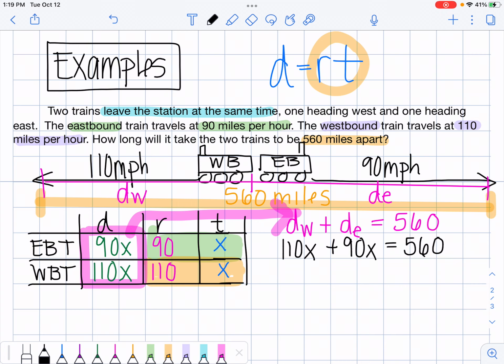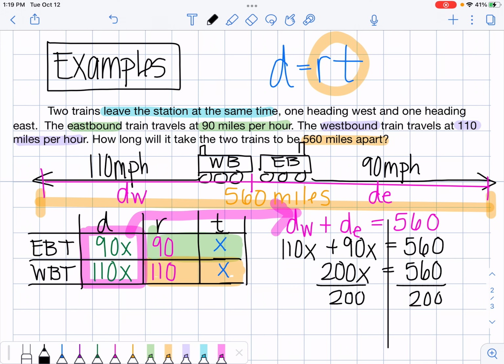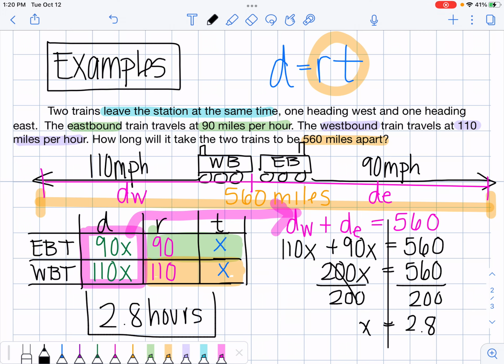Now I can solve. I'm going to put a line down the middle. I'm going to combine together my like terms. 110x plus 90x is 200x, equals 560. I need to get x on a side by itself, so I'm going to divide both sides by 200. And I get x is equal to 2.8, which means that it took 2.8 hours for my trains, my eastbound and my westbound train, to be 560 miles apart. Okay, next.